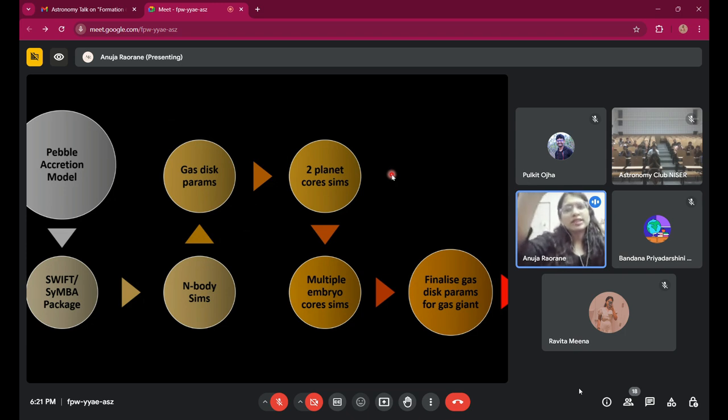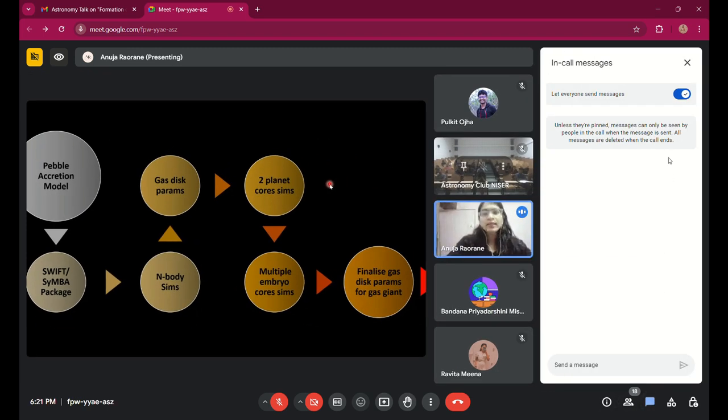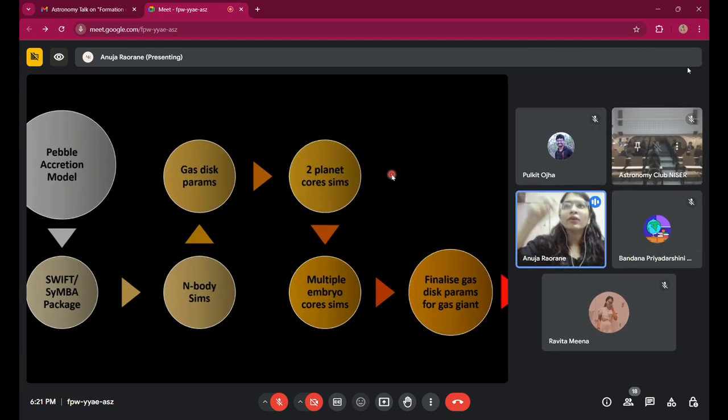Remember the blue objects that I showed you? They were like two, or then later we went into embryo cores. So they were like 7 or 14 embryo cores in the disk, and we saw which of these cores, for different gas parameters, grow into massive gas giants. If they are in between the masses of Jupiter and Saturn, we finalize these gas disk parameters.